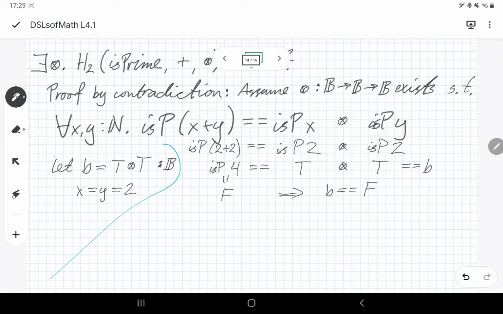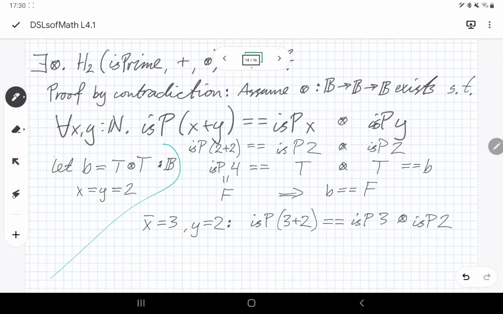So I will now use, for the second example, I will say, okay, let's take x bar, which is a variant here, and I will make that 3. And I'll keep y equals 2. Okay, and then I will just copy down this expression with those values inserted. Well, actually, the expression where I use x bar instead. So we know now that is prime of 3 plus 2 is equal to is prime of 3, and this operator, and that is prime of 2.